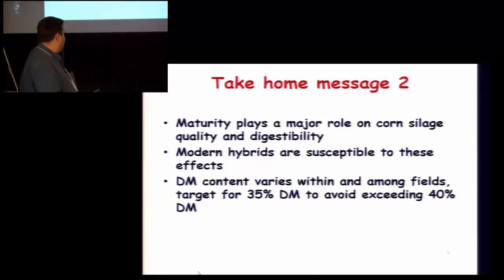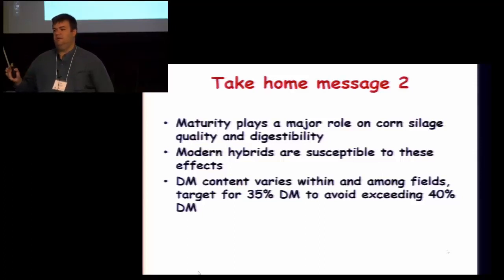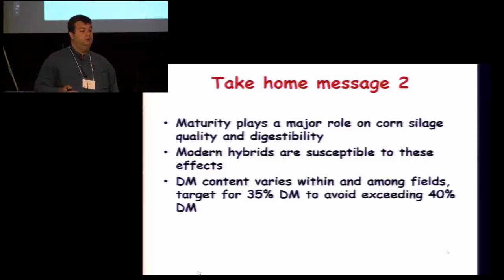Modern hybrids are probably still susceptible to these effects, even though I believe it's to a smaller extent than it used to be. So what I normally suggest is, because dry matter content varies within and among fields, if you target between 33 and 35% dry matter, you will not exceed 40% dry matter, and you may end up with a very good crop. So that's what I normally suggest.